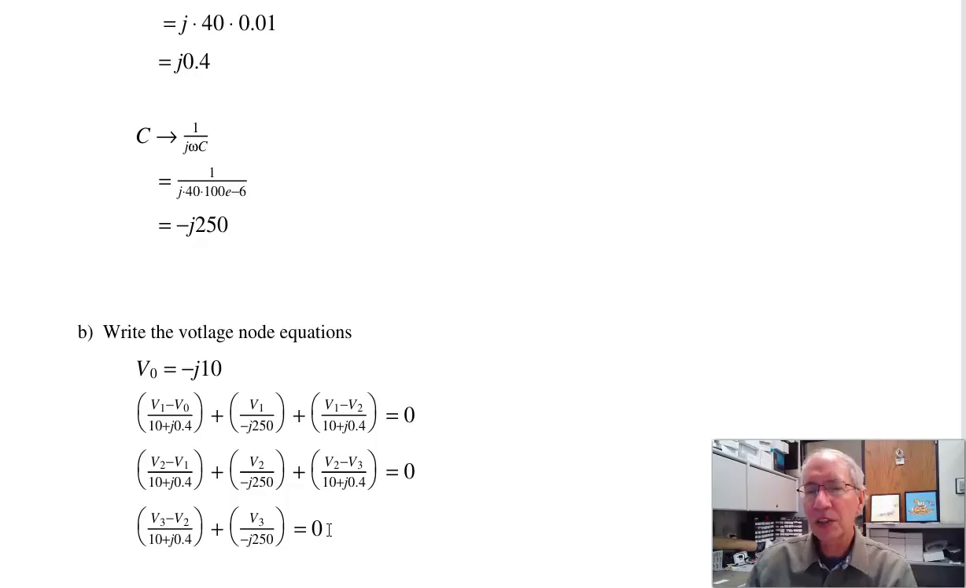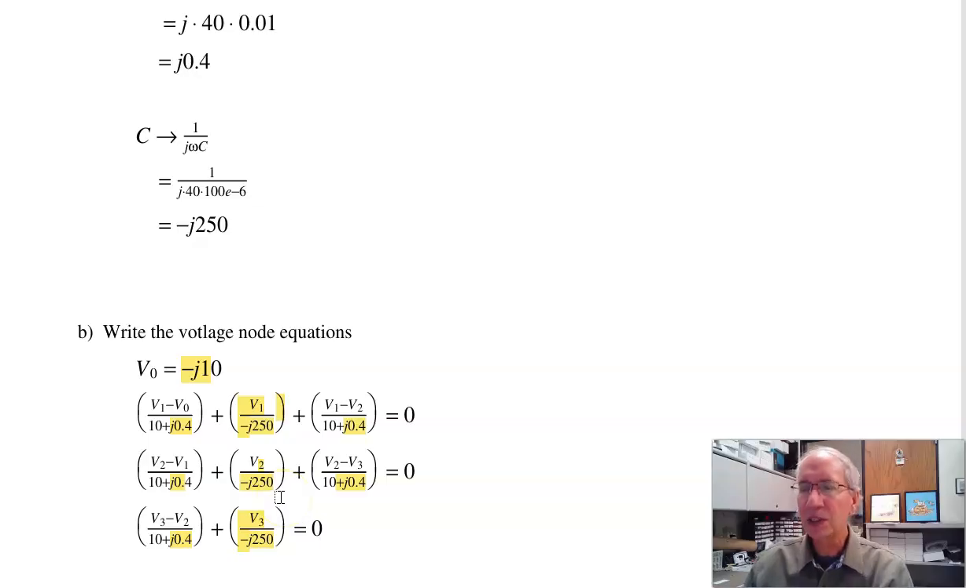So notice these are exactly the same equations we had before. The difference is the voltage source is now minus j10. It's a bit different. Plus I have these extra terms in here. This used to be 0, but now, instead of V1 over infinity, it's V1 over minus j250. So it's very similar, just add an extra term. That is the impact of the inductors and capacitors.